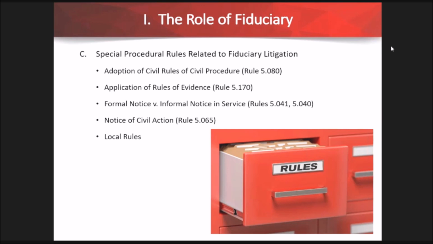Finally, always make sure you take a look at the local rules. Obviously, it's always good to know what a local judge's preferences are, but especially in the context of fiduciary litigation, you'll find local jurisdictions, different counties, have different rules about the filing of fiduciary litigation. Some require things such as trust litigation or probate litigation or guardianship litigation to be filed in the same division as probate and trust and things of that sort. Some permit it to be filed in the general civil division. So knowing the local rules can be helpful in that regard.